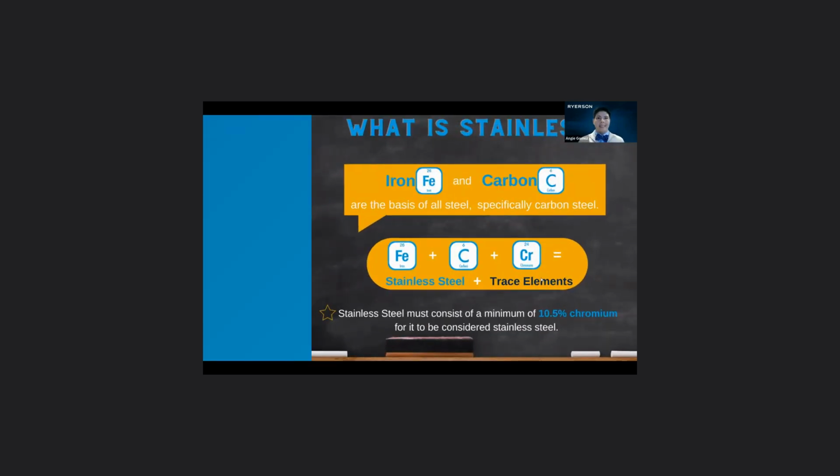What is stainless steel? Well, stainless steel is an iron alloy that starts with iron and carbon as its foundation, just like carbon steel. But to be considered stainless steel, the chemical makeup must be composed of at least 10.5% chromium and less than 1.2% carbon. The other two main elements found within the stainless families are nickel and molybdenum, or moly.